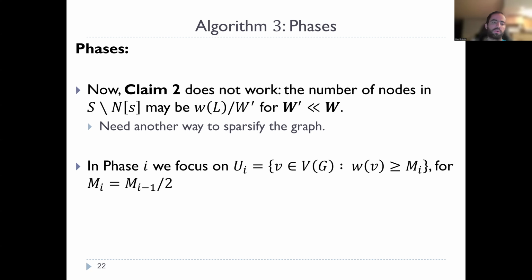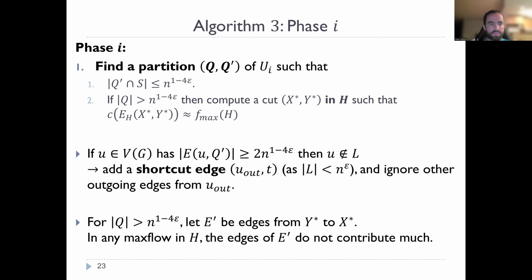All right, so let me just add that in this phase, in phase i, we focus on the nodes U_i, which are the set of nodes in the graph whose weight is bigger than M_i, and M_i is getting smaller and smaller in each phase. Okay, so one of the main technical contributions in this paper is the following. What we do in phase i is we find a partition Q and Q prime of U_i, the relevant nodes in the current phase, such that the following two requirements hold.